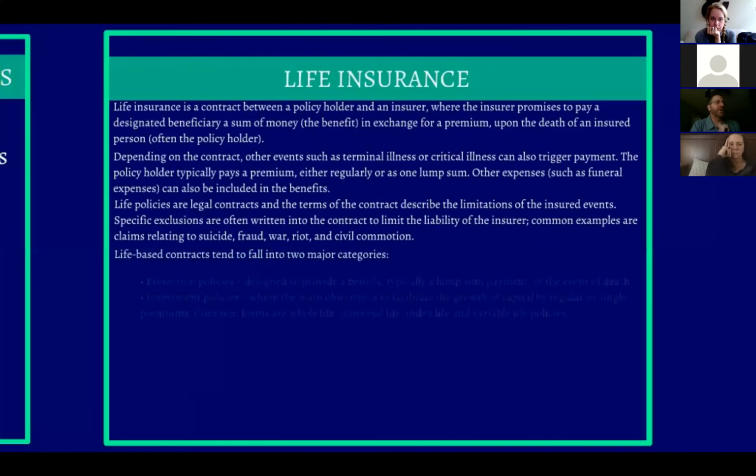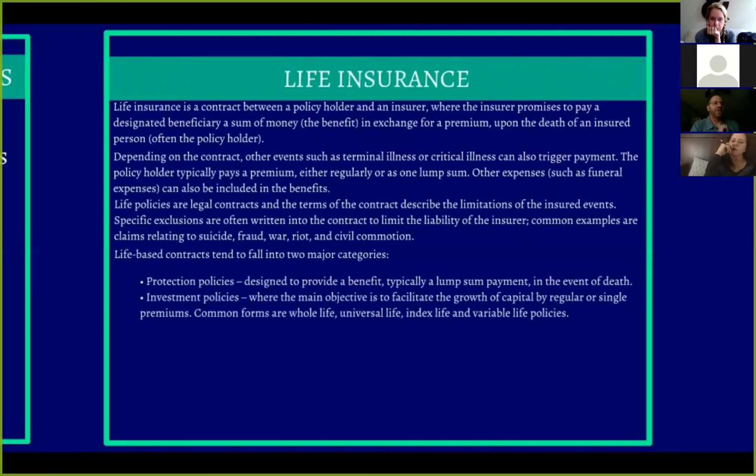Life insurance contracts tend to fall into two major categories. Now, I share this with you because it goes back to what I was sharing about the long-term care rider. You have your protection policies, which are designed really just to provide a benefit, typically a lump sum payment in the event of death. We might use it specifically for the long-term care benefit and then pay out whatever's left. And then you've got your investment type policies, where we're designing a long-term investment strategy out of this. These are typically policies where you can do a single premium or larger premiums. I'm going to share with you an illustration of what that looks like and how it works. Common forms are your permanent insurance.